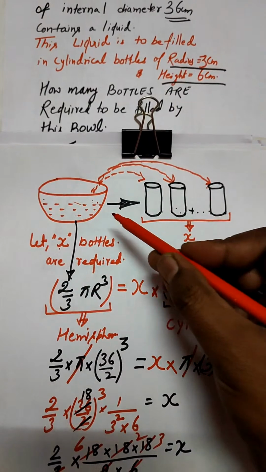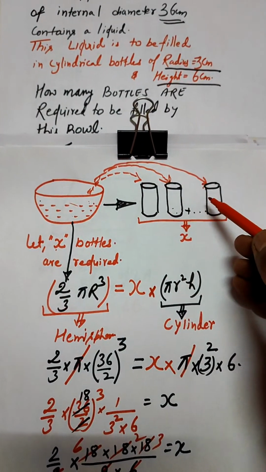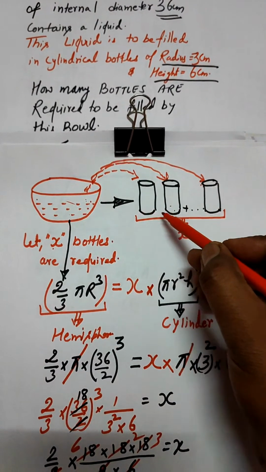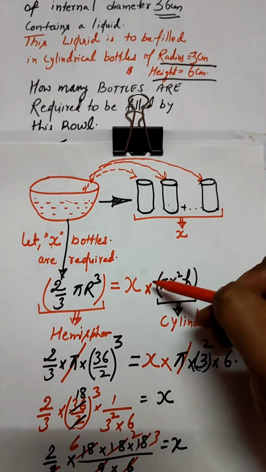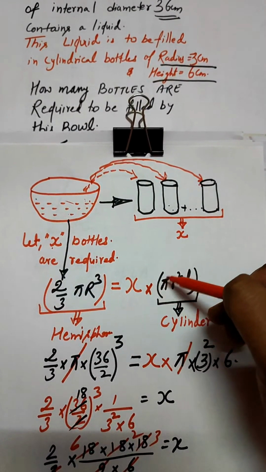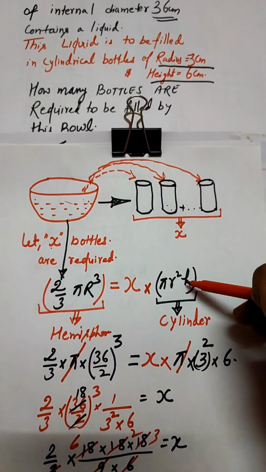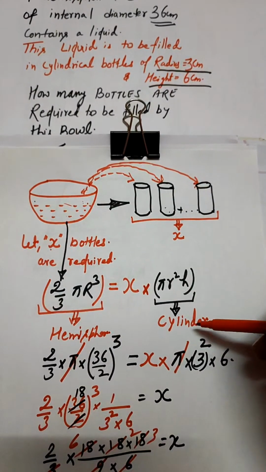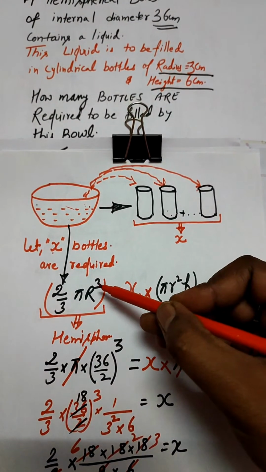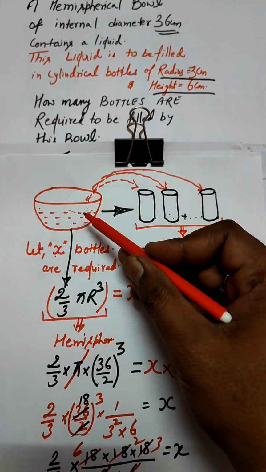Why? Because this liquid is to be emptied into a number of cylindrical bottles, and let us assume the number of such cylindrical bottles as x. So x times the volume of this cylindrical bottle, that is pi r square h, right? Where small r and small h are the dimensions of the cylindrical bottle, and capital R is the dimension of the hemispherical bowl.